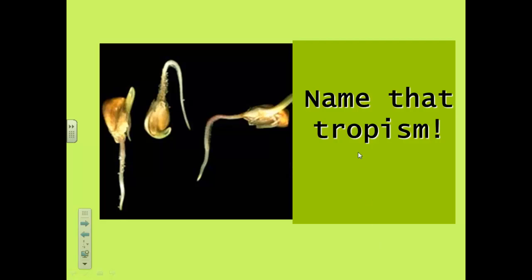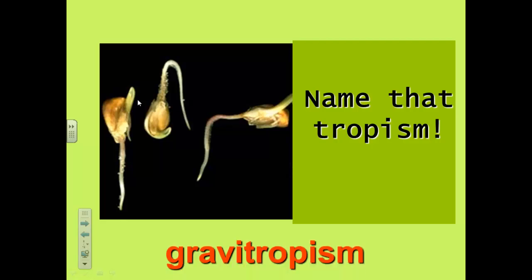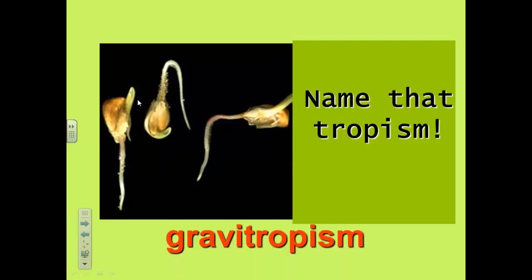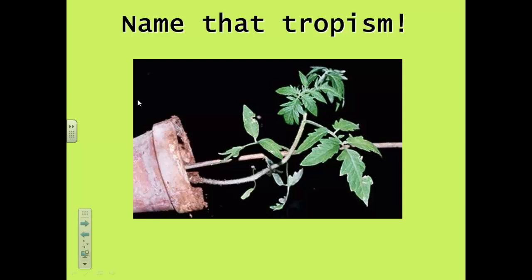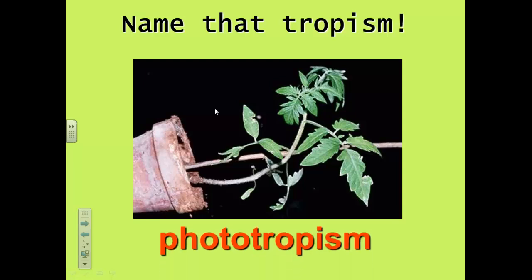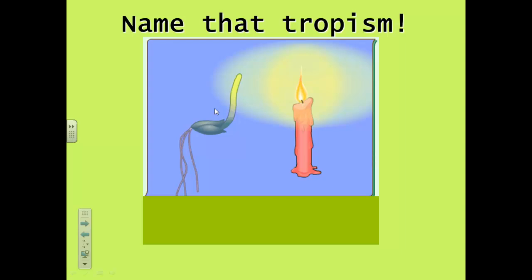Test yourself. We are going to name tropisms. So take a guess, and I will reveal the answer. If you guessed gravitropism, you were correct. You can see that the roots are growing downward. In this picture, take your guess. If you guessed phototropism, you are correct. The plant is growing towards the source of light.